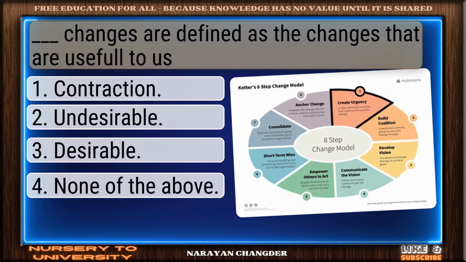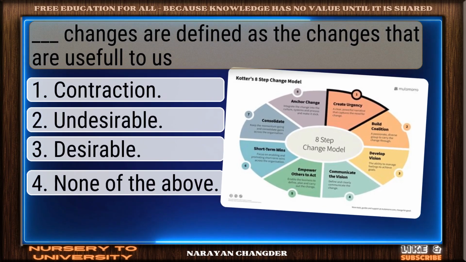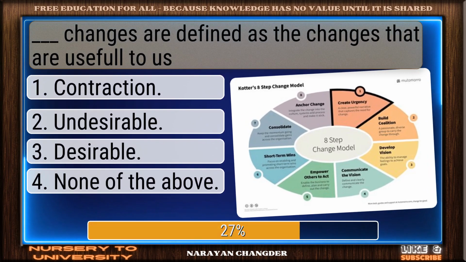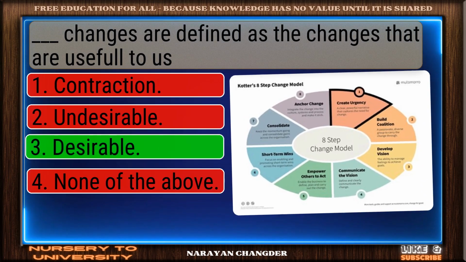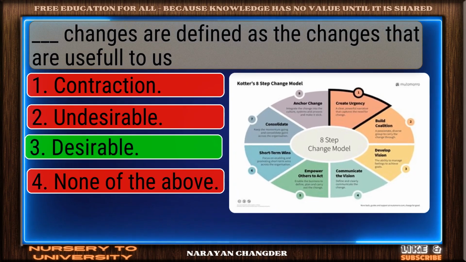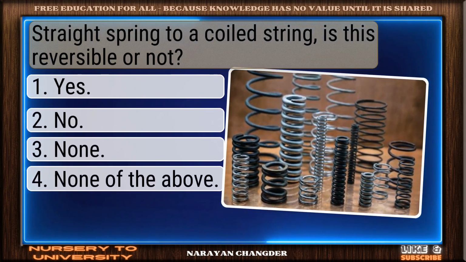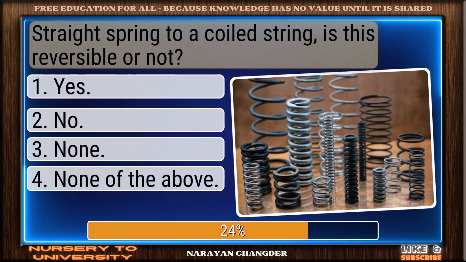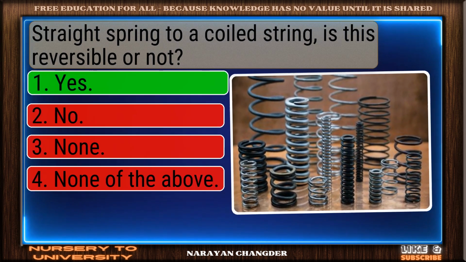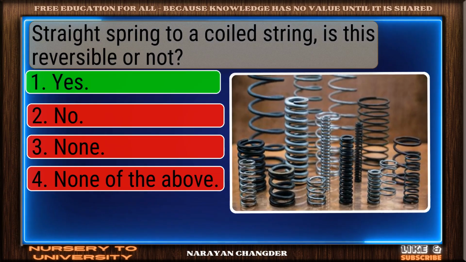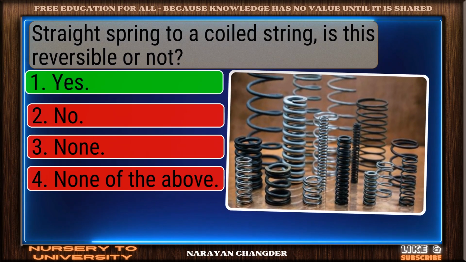Dash changes are defined as the changes that are useful to us. Bravo. Desirable is the answer. Straight spring to a coiled string. Is this reversible or not? You're right. Yes is the correct answer.